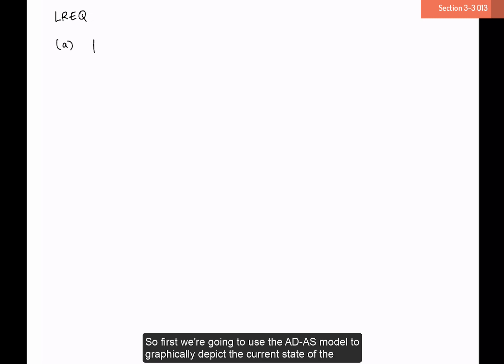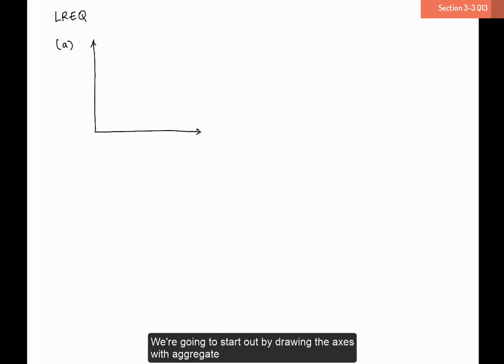Currently, our economy is in a long-run equilibrium. So first, we are going to use the AD-AS model to graphically depict the current state of the economy, which is the long-run equilibrium. We're going to start out by drawing the axes with aggregate price on the y-axis and aggregate output on the x-axis.